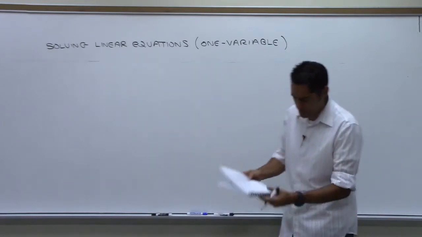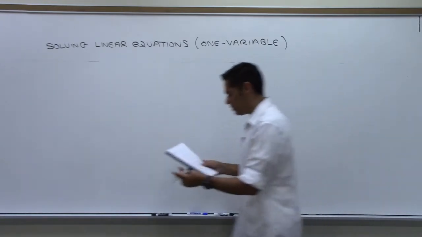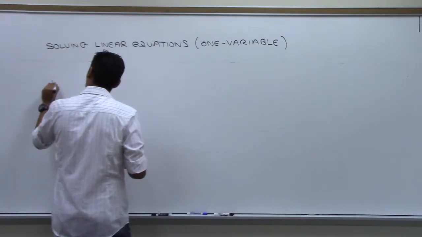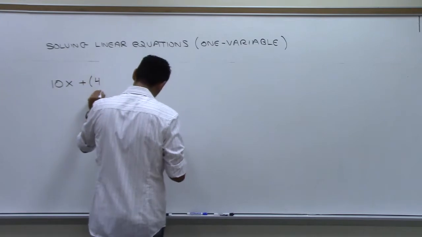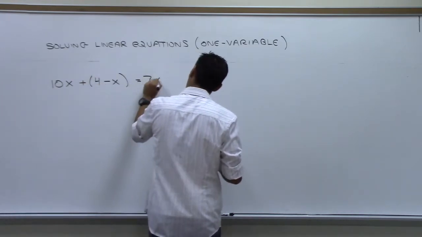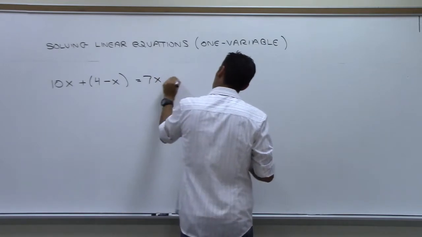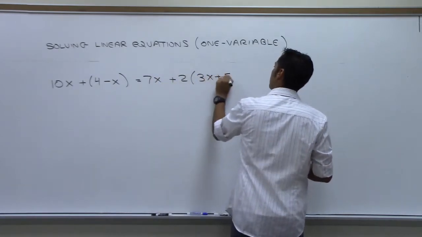Okay, let's try something a little more challenging, I guess. 10x plus 4 minus x in parentheses equals 7x plus 2, and then the quantity 3x plus 5.